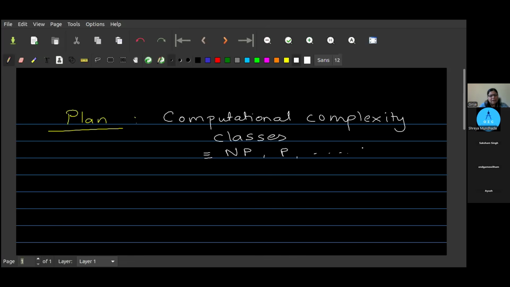Just to get an idea, how many of you know about these complexity classes? Maybe not in detail, but have heard about P and NP. Is this kind of related to something like the big O notation? Yes, computational complexity is related. I also see some messages in the chat box.